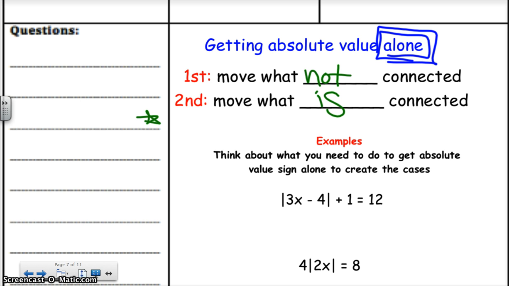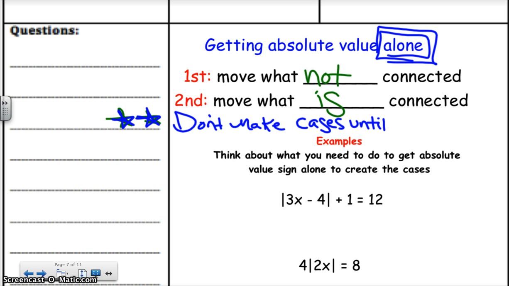I need you to write a couple stars. This is very important. Make it dramatic so your eyes look at your notes right there. This is huge. Don't make cases until, and I'm going to abbreviate, abs val is alone. It must be alone before you make the cases. It has to be all by itself before you make the cases.